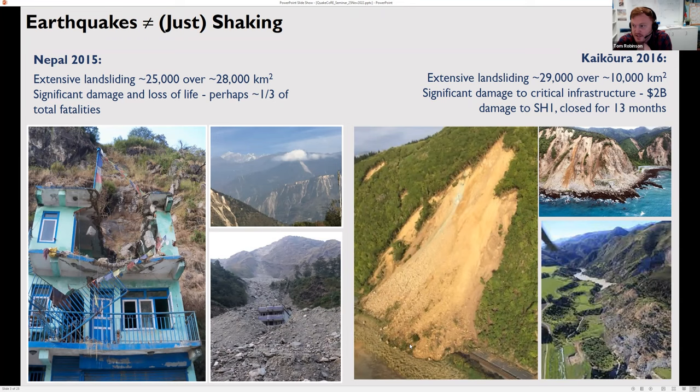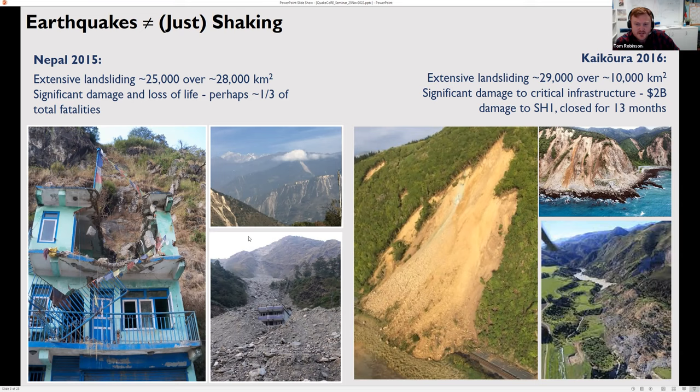Here's the famous Ohau Point 1, and then some landslide damming in and around the Leda river there. You can see the lake forming in. And so the Nepal event is quite substantial, extensive landsliding. We think it's about 25,000 landslides over an area of 28,000 square kilometers, and it resulted in significant damage and loss of life.